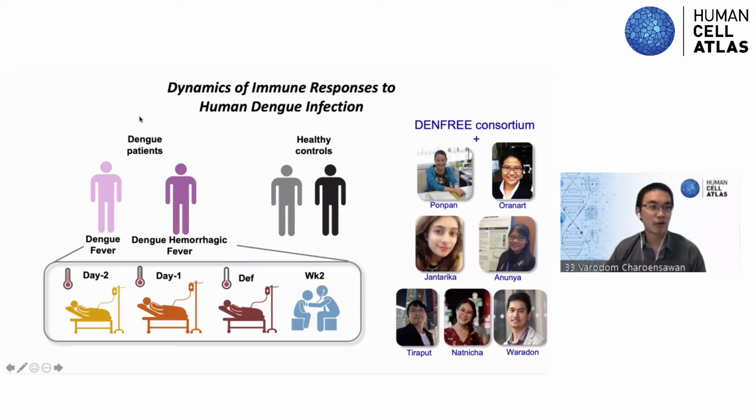So in one of our first pilot studies, we took samples from 2 patients, one with dengue fever, the other with dengue hemorrhagic fever. We have 4 time points for each of them: 2 days and 1 day before the defervescence, which is when the fever subsides, and also a 2 week follow-up, which we use as a baseline. In addition to these 2 patients, we have the healthy controls. So that's our first pilot study.